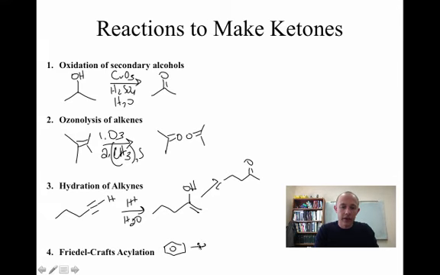Friedel-Crafts acylation we just got done talking about. We know that if you take benzene and react it with acetyl chloride and aluminum trichloride, you get a ketone. So there's 4 ways to make ketones. Oxidation of secondary alcohols, we've already talked about that. Ozonolysis, we've already talked about that. Friedel-Crafts acylation, which we've talked about, and the new reaction, hydration of alkynes.